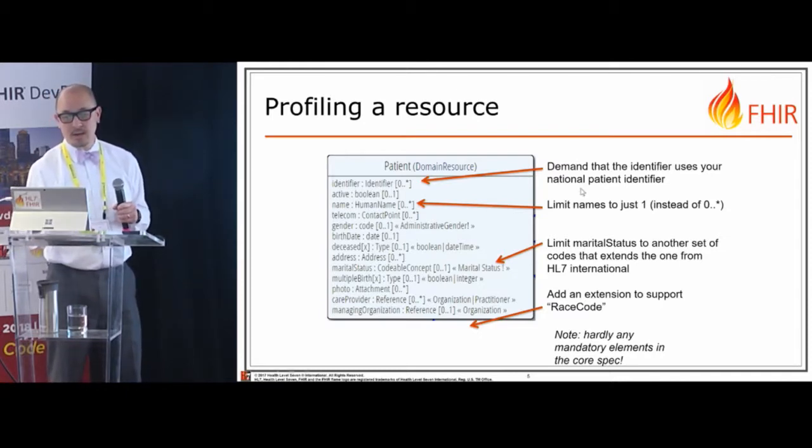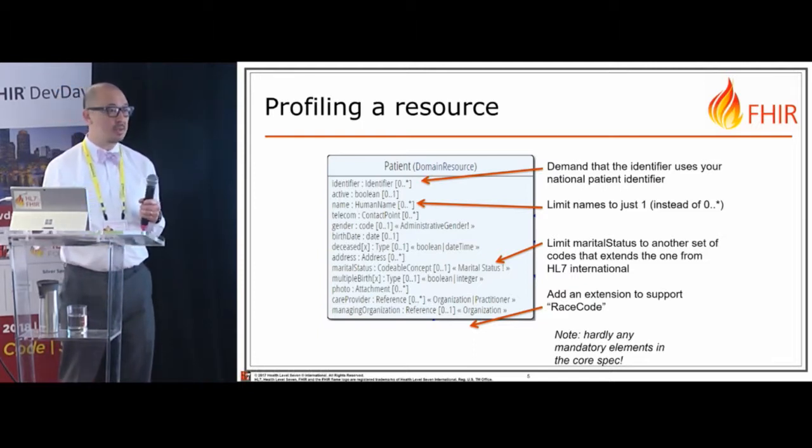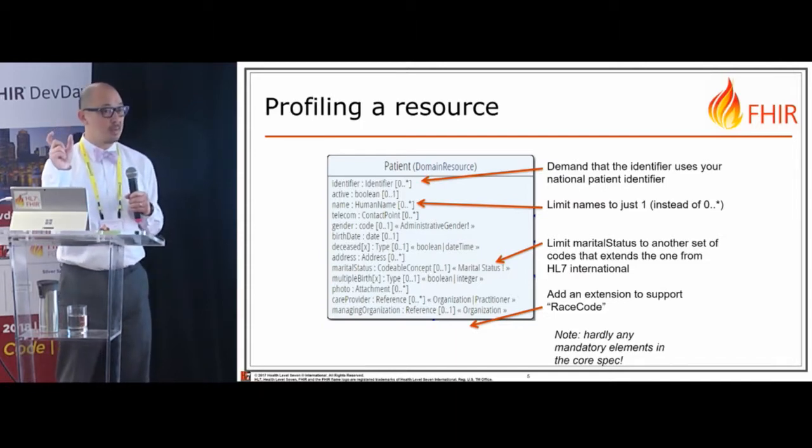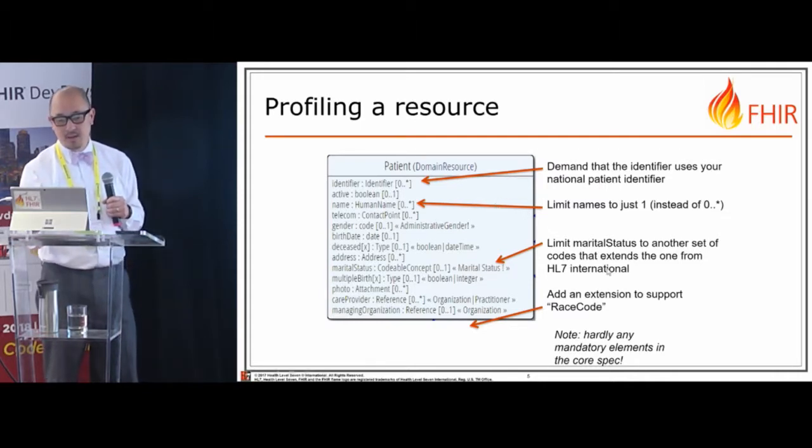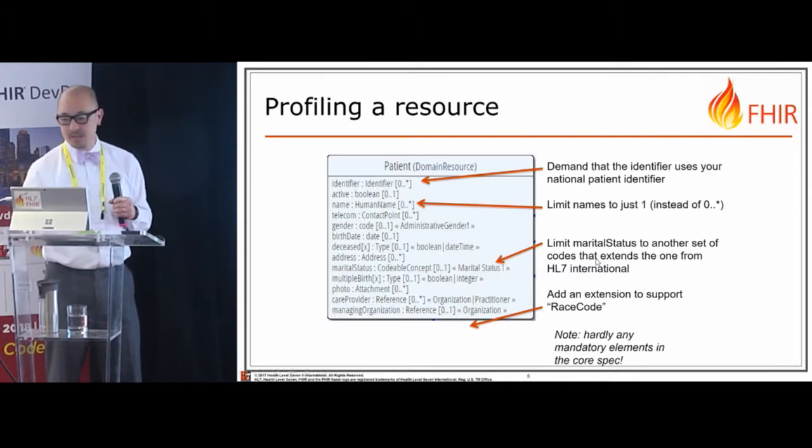You might say that you want an identifier that's a national patient identifier. For one of our use cases, we say we want to make sure that in our practitioner resource we have the NPI, because the use case is that payers always need the NPI of the provider. You can limit or constrain names. You might say that a marital status comes from a given value set.